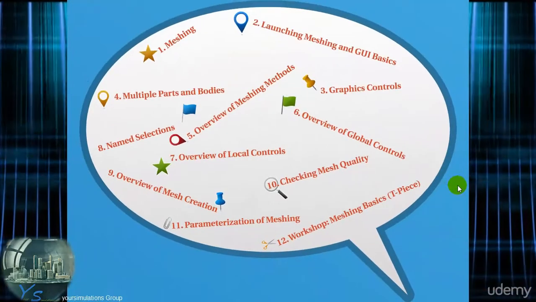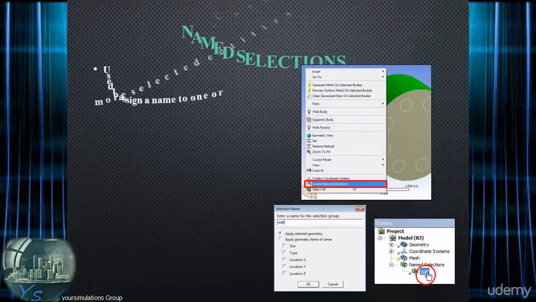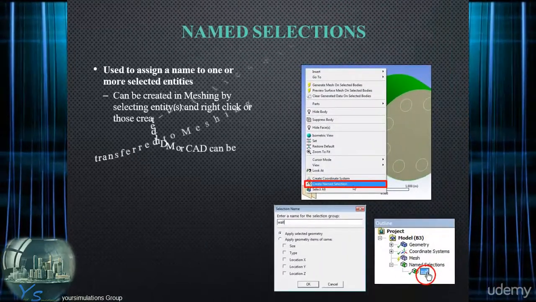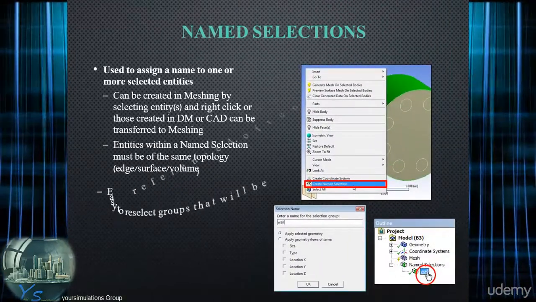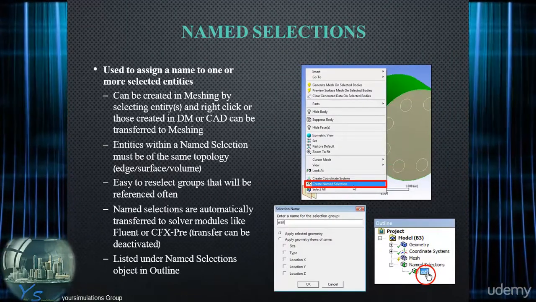Named selections are indirect local controls. They might have an influence on the generated mesh if patch-independent methods are used. Therefore, it is recommended to insert them before the first preview.